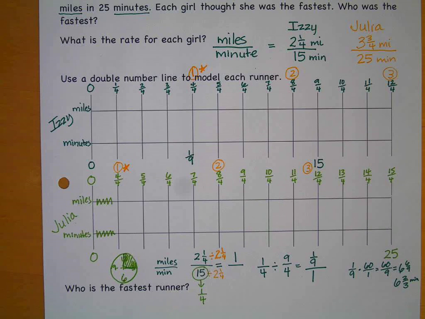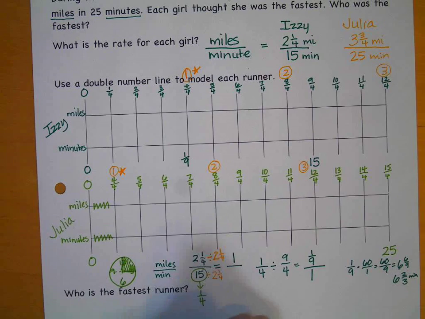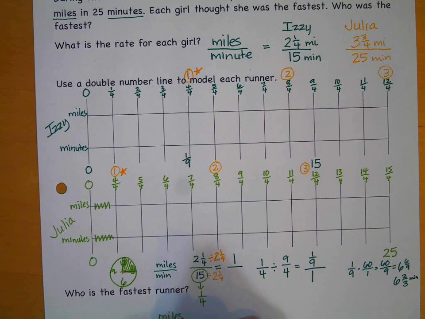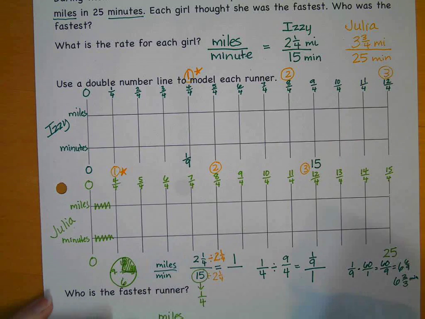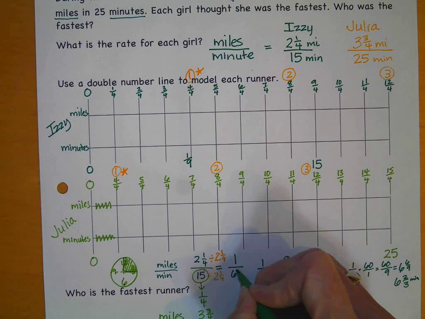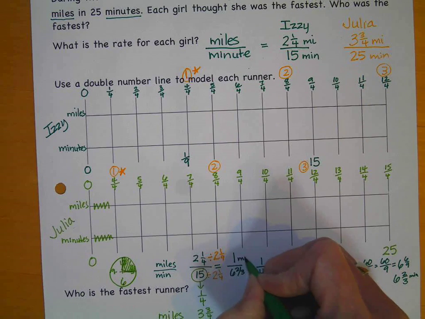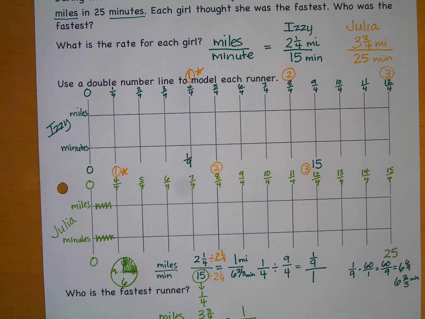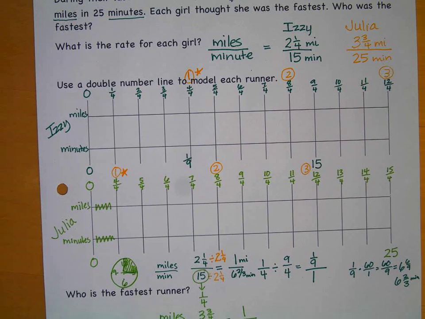Okay, so now we know what Izzy does. So now our job is to do the same thing for Julia. Okay, so again, what was Julia's rate? Julia's rate is, so she's doing miles per minute again, right? And she had 3 3/4 miles in 25 minutes. So we're trying to figure out how long it would take her to run 1 mile. And we did learn this one. This one was 6 2/3 minutes for 1 mile. So remember, this is mile, this is minutes.